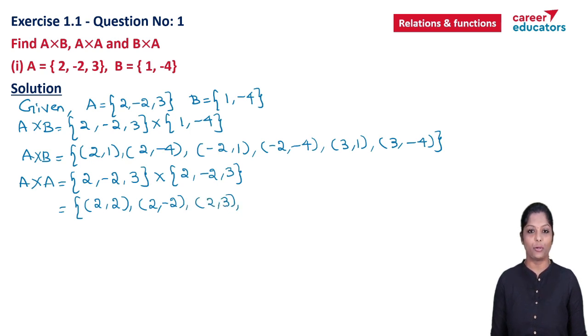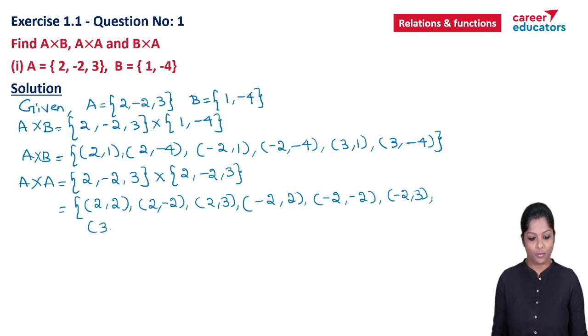Likewise, we have to do it for the remaining elements of A. We will get (-2, 2), (-2, -2), (-2, 3), (3, 2), (3, -2), (3, 3). That's all, we got A cross A.